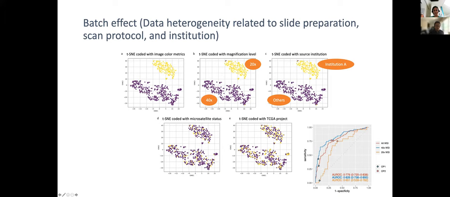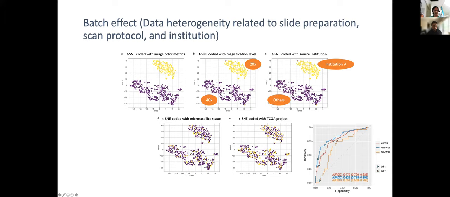And if we code these points with the magnification level, these yellow are the 20x slides, and these purple are the 40x slides. More interestingly, as I said, this TCGA data set stems from 18 institutions. All of those 20x slides came from only one single institution, and these purple dots came from the remaining 17 institutions.